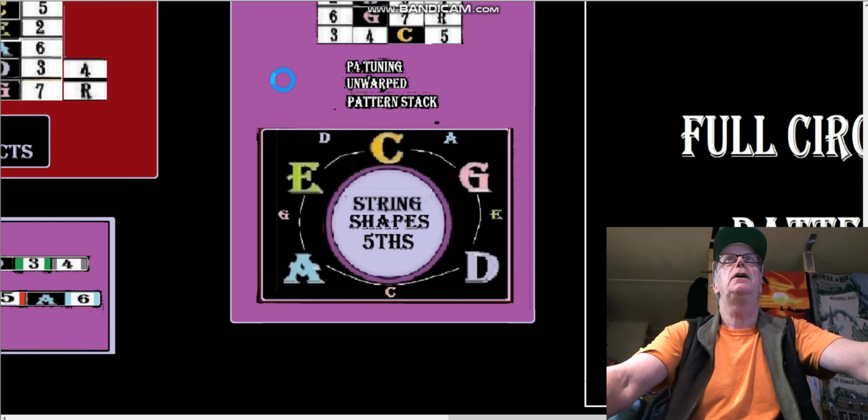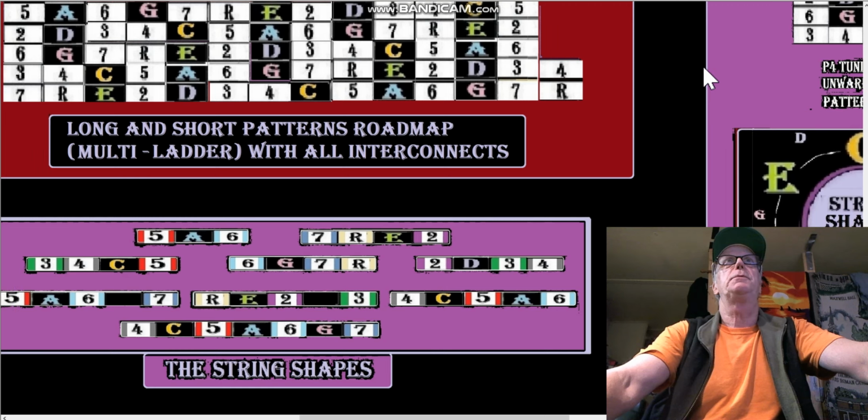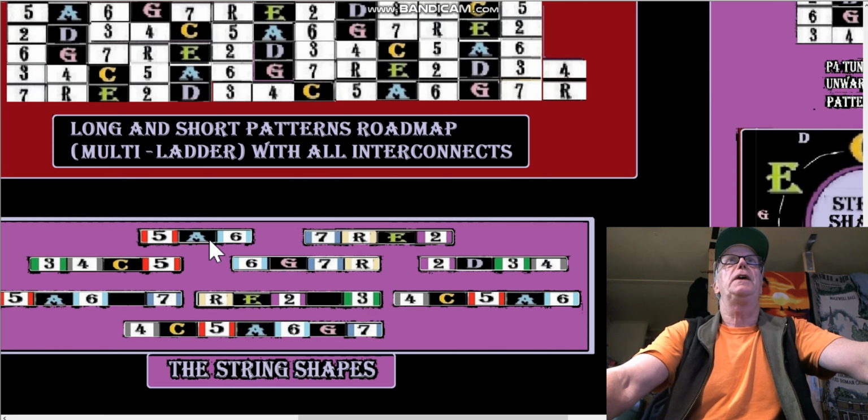Remember, these are the string shapes here. So you say the fifth of A is E, so it would count 5, 6, 7, root, 2. The fifth of E is the augmented fifth, which is C, string shape, so it's 7, root, 2, 3, 4, 5. You see how it counts?